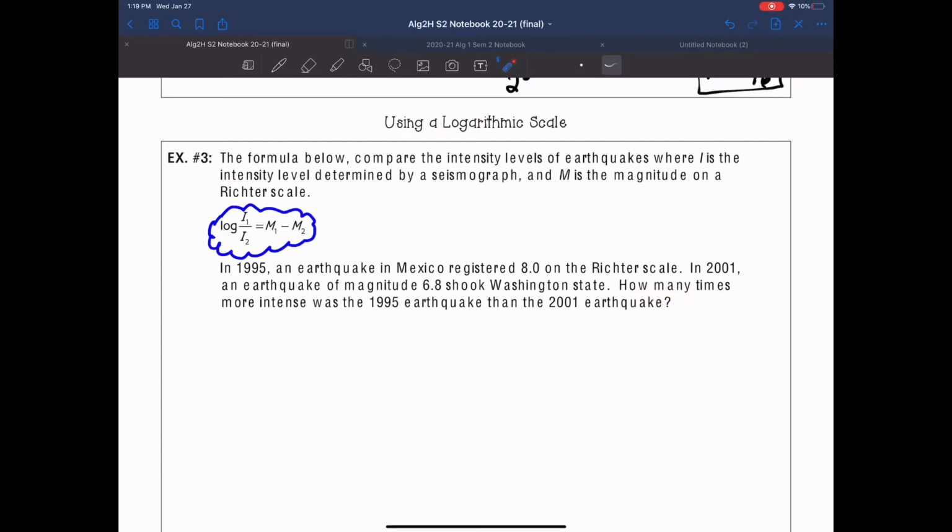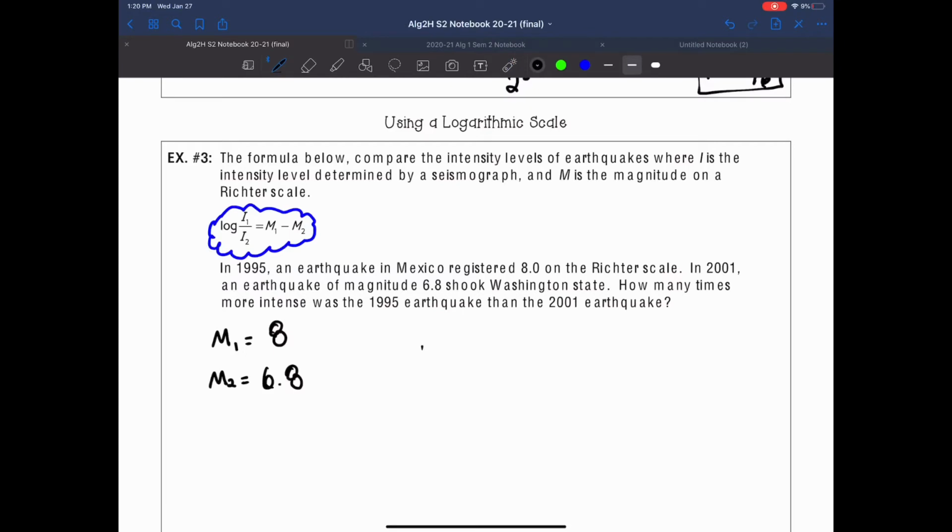So we know what M sub 1 and M sub 2 are, because we're given the magnitude on the Richter scale. M sub 1 is the magnitude of the first earthquake in Mexico, which was an 8.0, so M sub 1 is equal to 8. M sub 2 represents the magnitude of the second earthquake, which was a 6.8 on the Richter scale, so M sub 2 equals 6.8. Now I'm going to plug both of those in and try to evaluate the I sub 1 over I sub 2 in the middle.